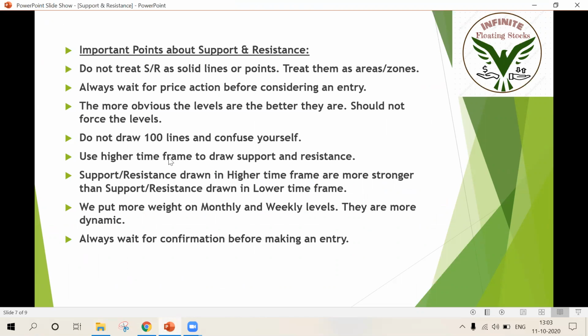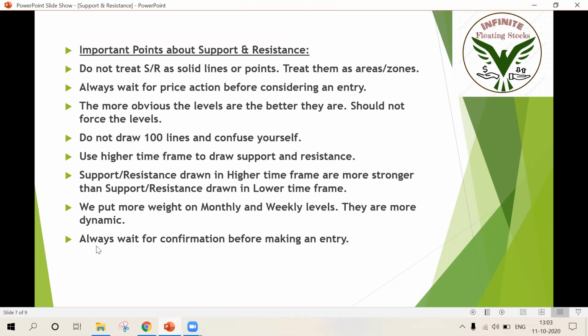Things which are drawn in a higher time frame are stronger than support and resistances which are drawn in lower time frames. I repeat, this is a very important point. Support and resistances drawn in a higher time frame are stronger than support and resistances drawn in a lower time frame. And we put more weight on monthly and weekly levels because they are more dynamic. Like I told you, weekly and monthly levels are stronger than daily, hourly, and minute levels, because levels drawn in a higher time frame are stronger than levels drawn in a lower time frame.